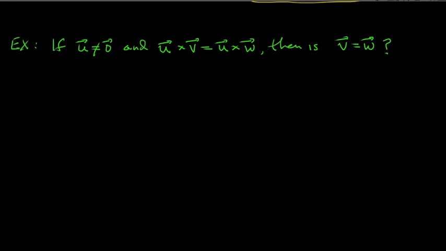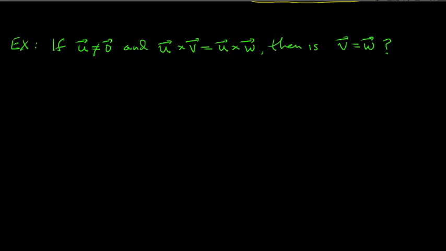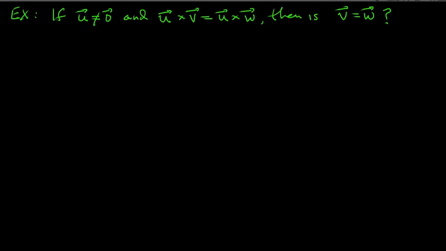So rather than do another computation like this, which I think most of you should be able to do, this is one of the later ones, and it might be for homework, but that's okay. So the question is this: if u is not the zero vector and u cross v is equal to u cross w, can we say that v and w have to be equal? Is that true? So it's basically just a true or false question, right?